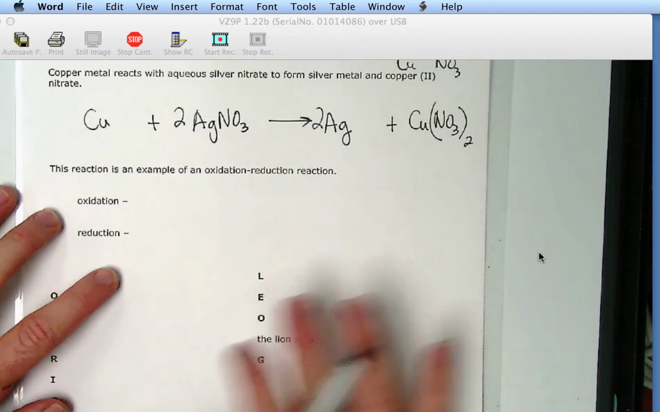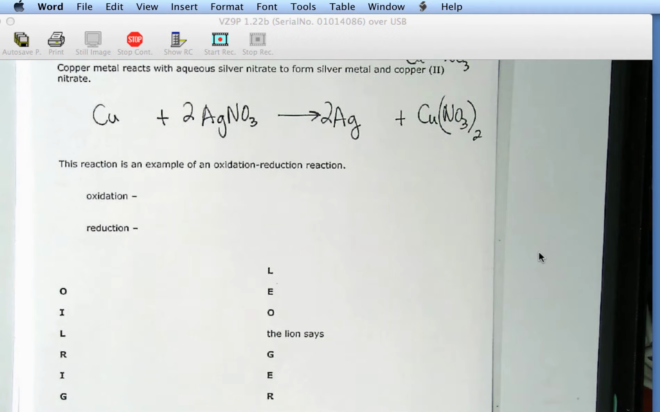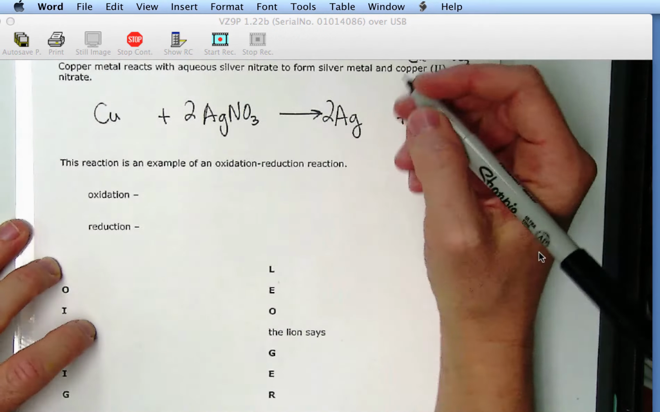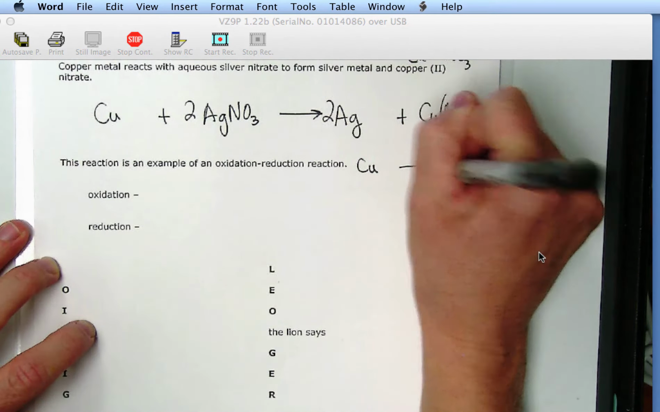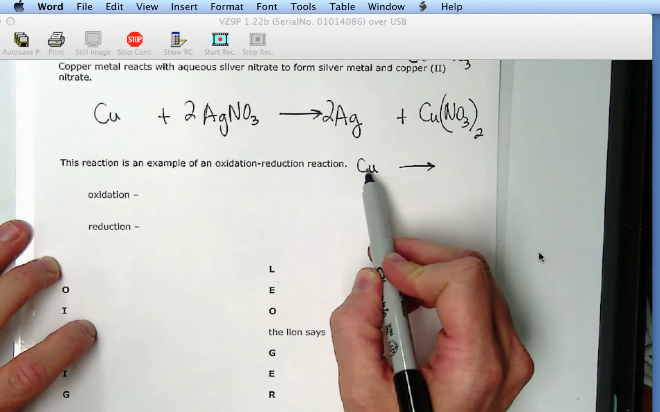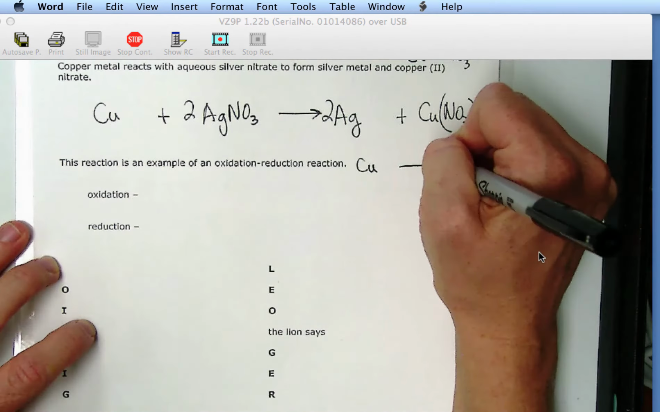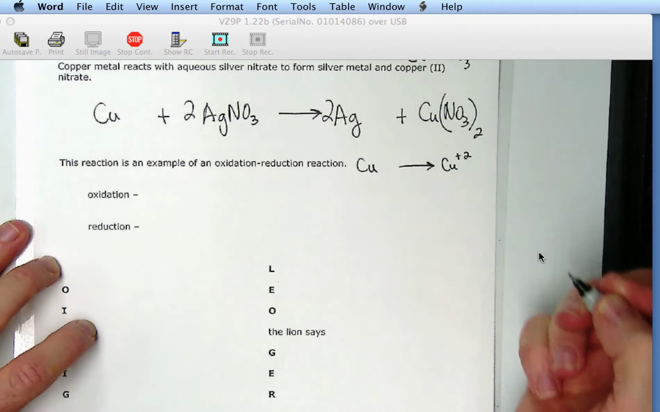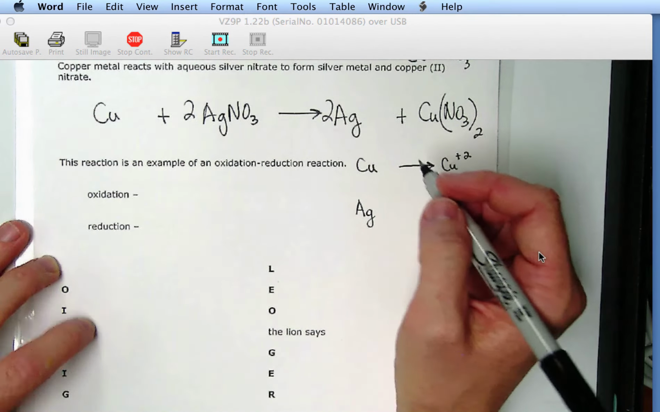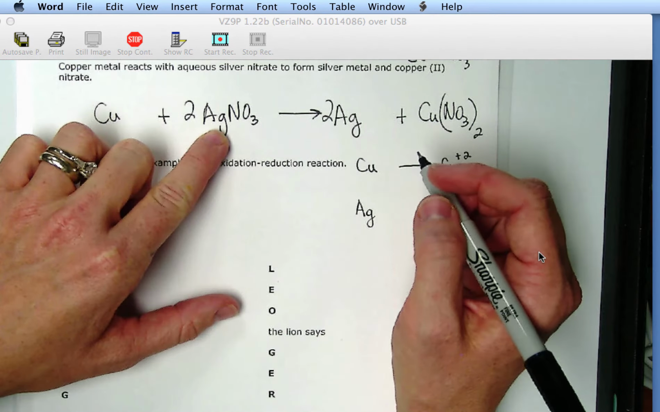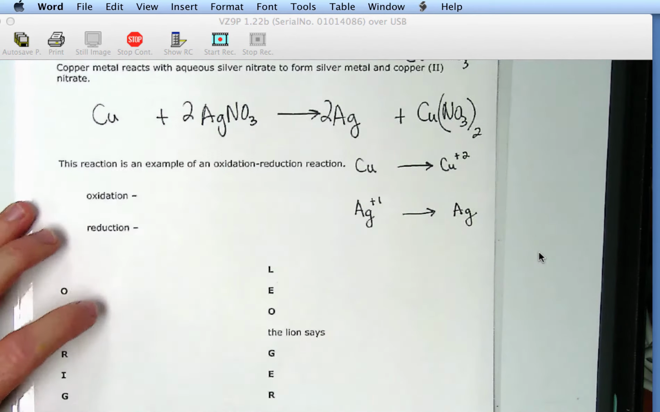Now, in this chemical equation, it helps when you're trying to figure out what's getting oxidized, what's getting reduced, if you just write what's changing in one reagent from left to right. So copper went from copper metal. What's the charge on copper on this side? +2. And then silver went from, what's the charge on silver on the left? +1 to silver with a charge of 0.